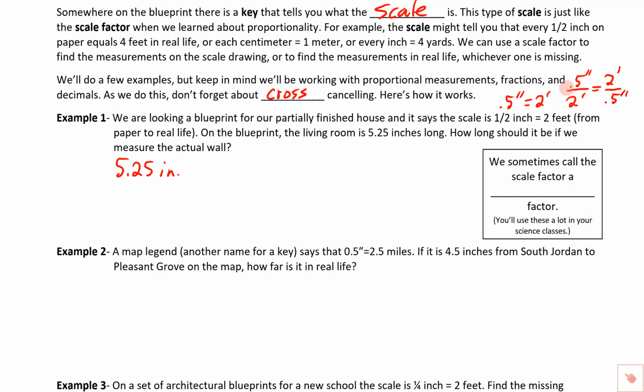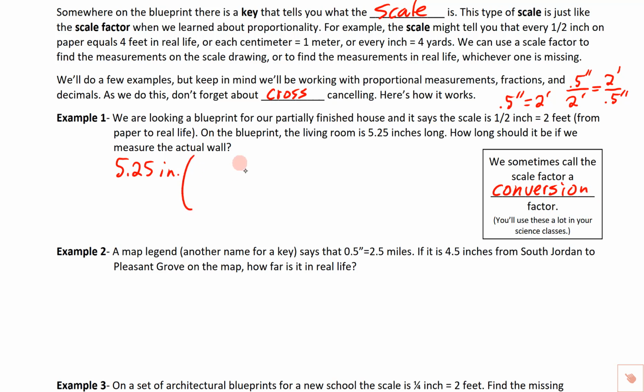Now, sometimes we call this a conversion factor. So let's write the word conversion right here. So this is sometimes called a conversion factor, and you use these a whole bunch in your science classes, so kind of get used to this, and you'll see why this might come up in science here in just a second.